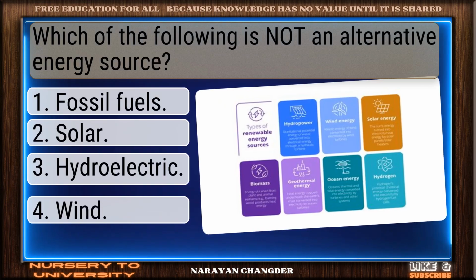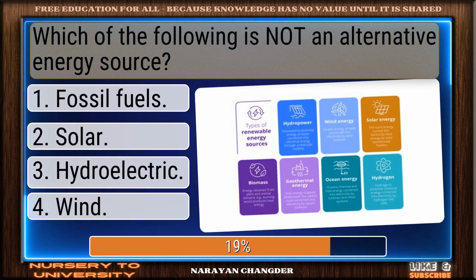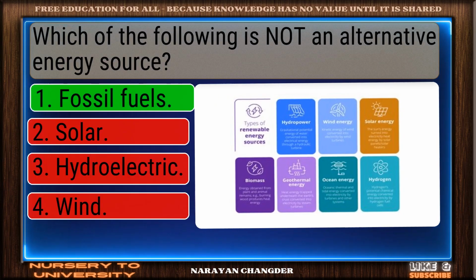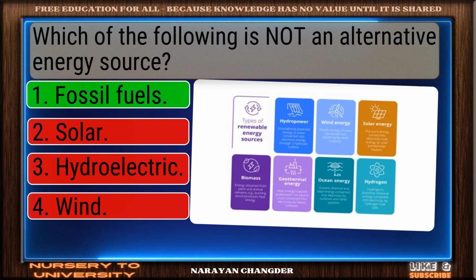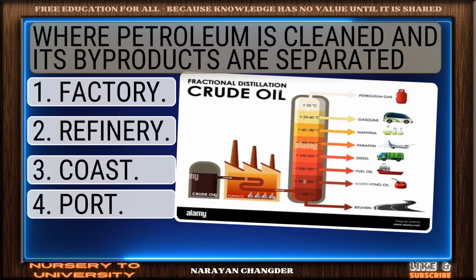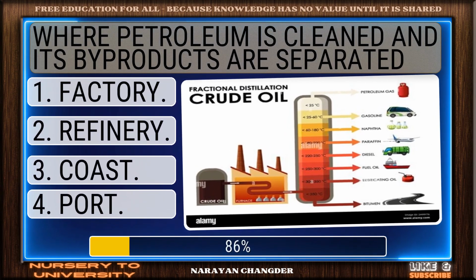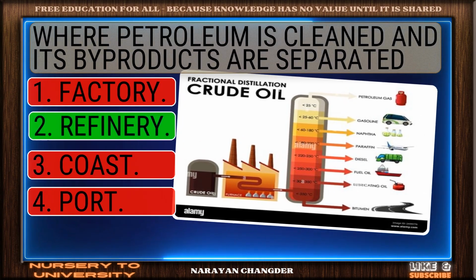Which of the following is not an alternative energy source? On track. Fossil fuels is the correct answer. Where petroleum is cleaned and its byproducts are separated. You're right. Refinery is the correct answer.